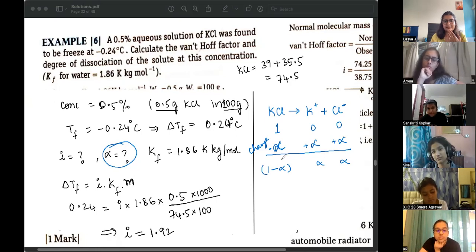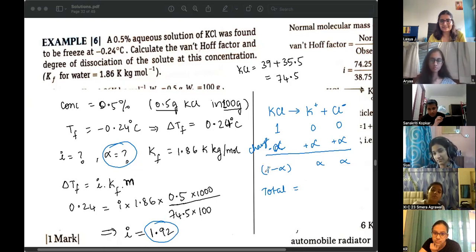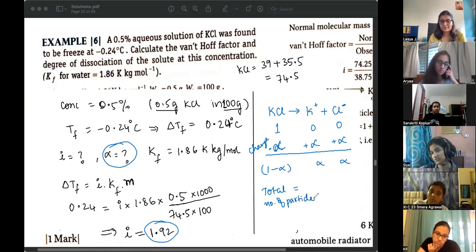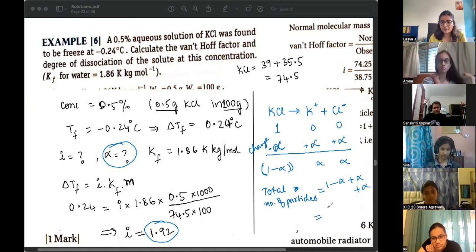How did you know it's partial? Because it is not 2. Because it's not exactly double. No? Because also they have told degree of dissociation. You can make sense of it that way, yeah. So what is the total number of particles at equilibrium? This will be equal to 1 minus alpha plus alpha plus alpha. You're just adding 1 minus alpha of KCl is there, and then alpha amount of K plus is there, and alpha amount of Cl minus is there. So just add them all up. We get. Won't it just be 1 plus alpha? Huh? Same. 1 plus alpha.